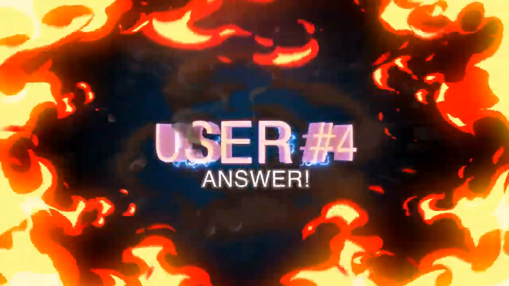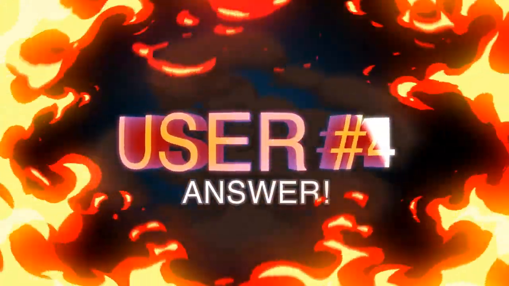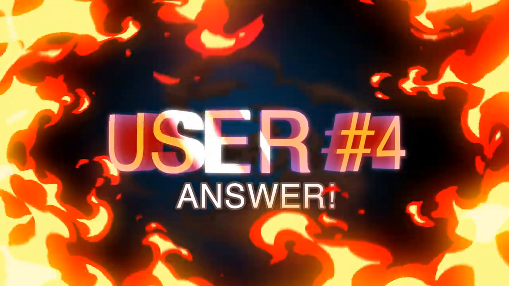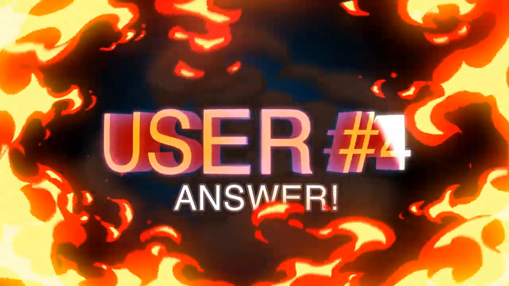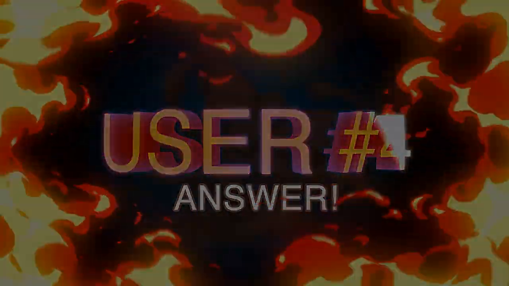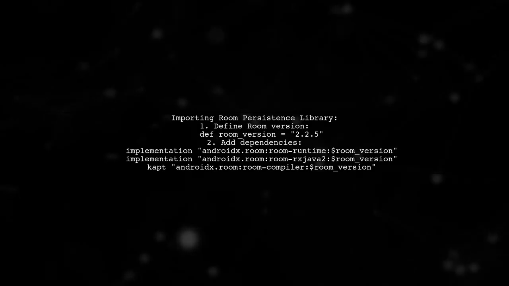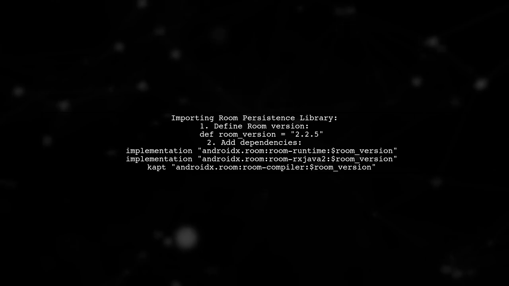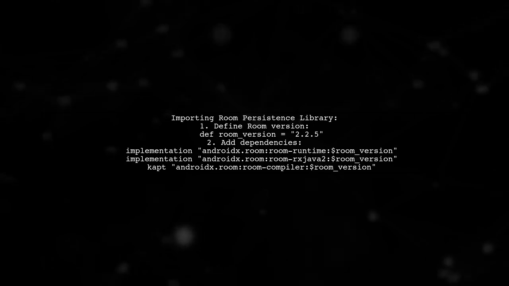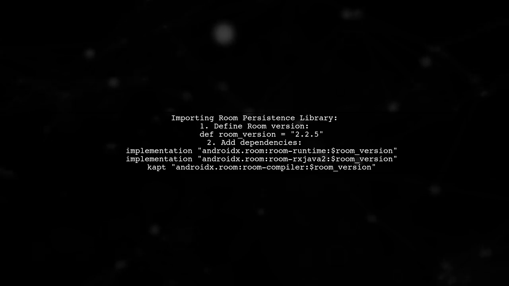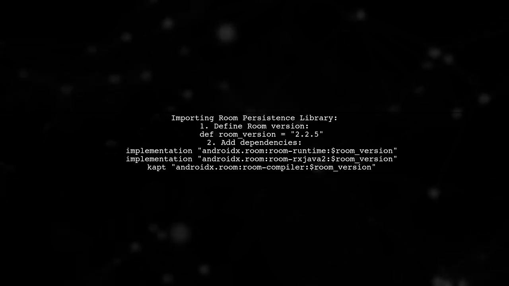Let's now look at another user-suggested answer. To import the Room persistence library into your Android project, first define the Room version. Then, add the necessary dependencies for Room runtime, Room with RxJava, and the Room compiler using kapt.